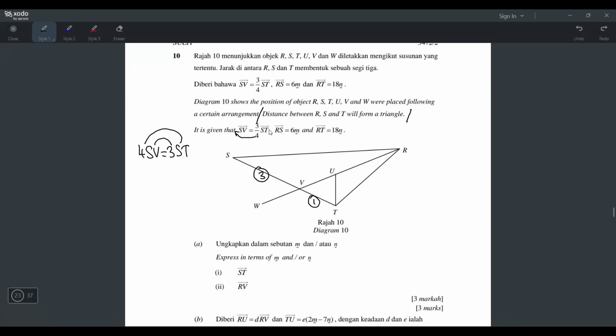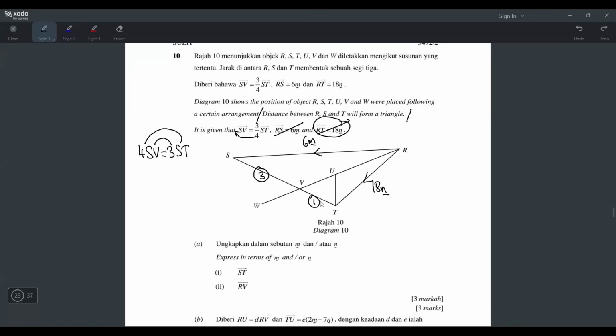So this one is 1. Okay, next one. RS is 6m. So let's label this. This is a vector, so the arrow has to point to S, 6m. When you label a vector, always put the arrow on. Okay, RT is 18n. So the arrow has to point to T because it's R to T and then 18n.